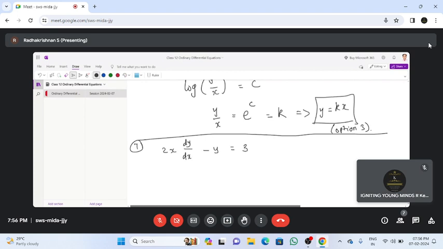So can somebody, now that we saw the variable separable method, separate the variables and solve, can you apply that principle on this? All of you take a couple of minutes and try to see how we can separate the variables here.